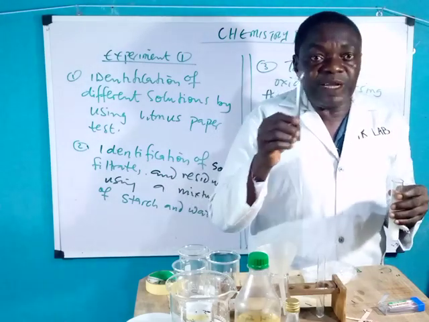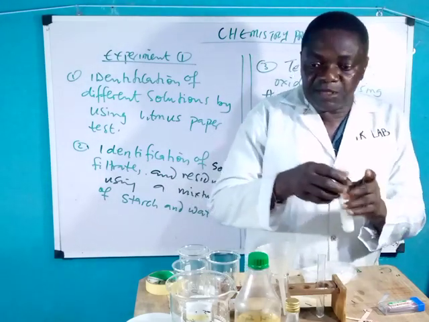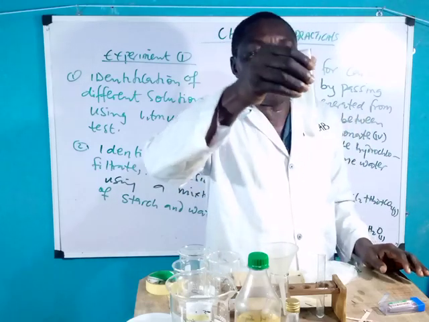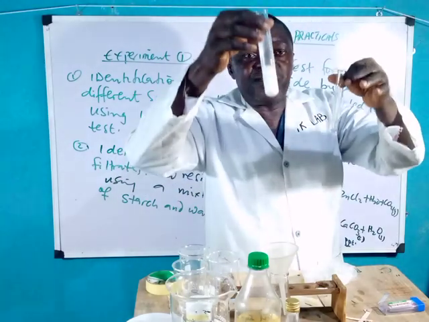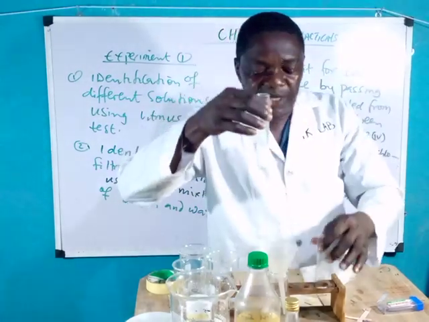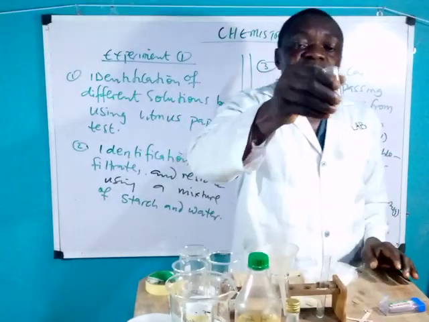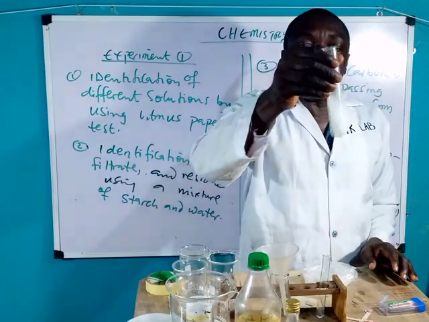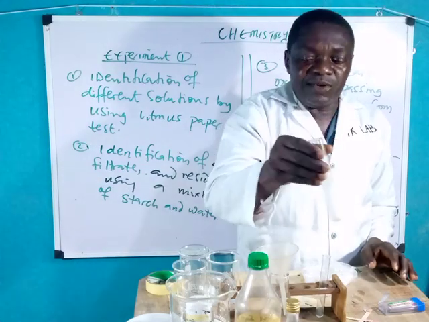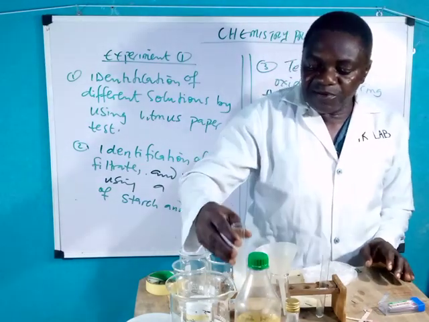This is a spatula, what you use to carry the sample into this boiling tube. You can see the difference. This is a boiling tube, this is a test tube. A boiling tube is usually bigger. You see it. This one is now a mixture of water and starch. It cannot mix together. Therefore, we have to filter it.